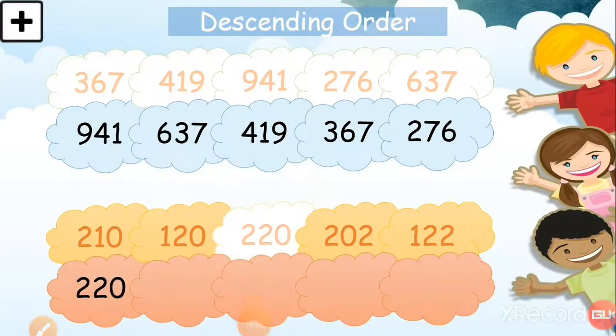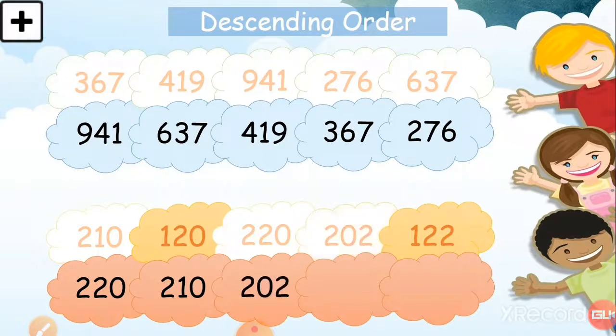So the first number is 220. Students, here the place value of tens is 2, so this is the greatest value of these clouds. Now the next one, which value will come? Yes, 210 will come. Now three clouds are remaining. Tell me which will come in the third one. Yes, this is the right answer, students.